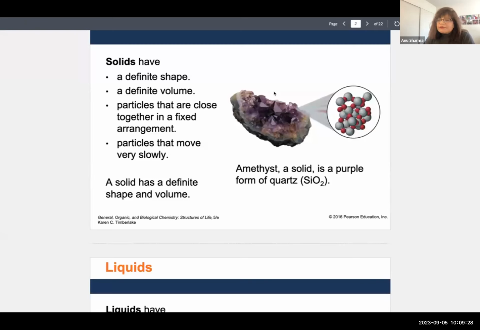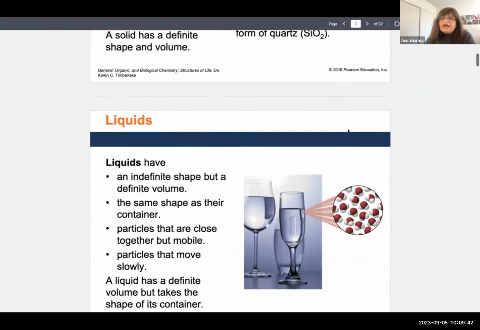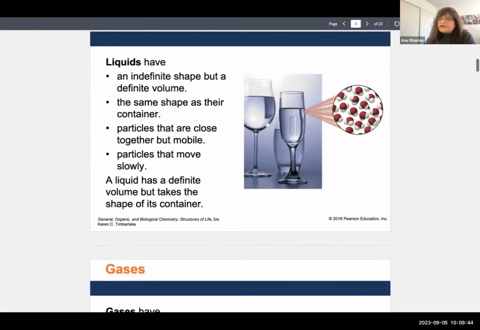So solids have a very specific shape and volume. The particles are arranged in a specific order. Besides that, the particles are so close because the attraction between the particles is very strong. Okay. Liquids, on the other hand, have particles that are loosely arranged. The attraction between the particles is not very strong. So liquids do not have a definite shape, but they take the shape of a container.